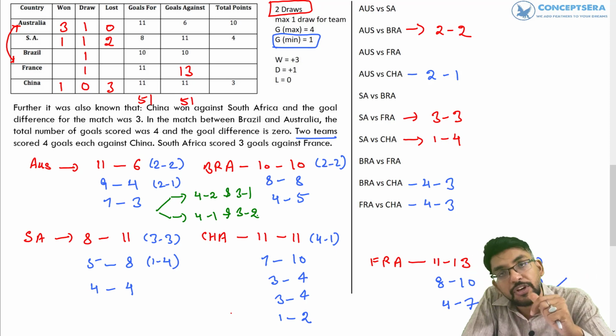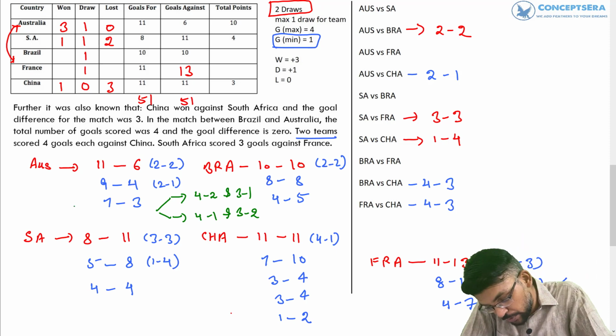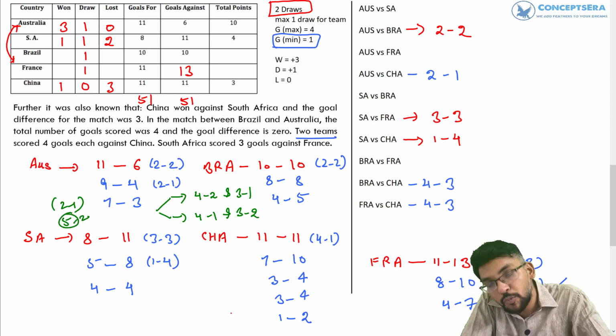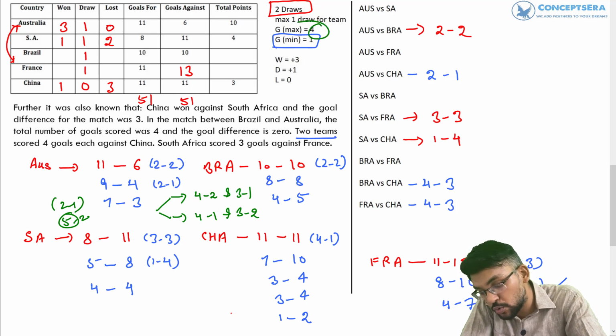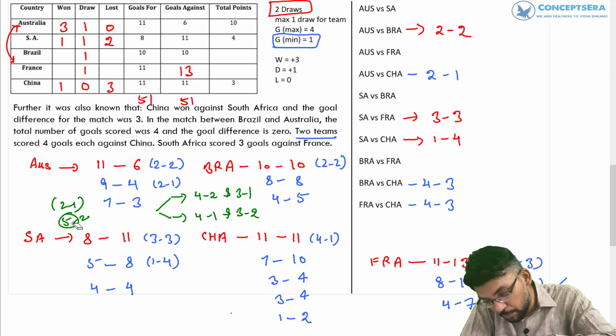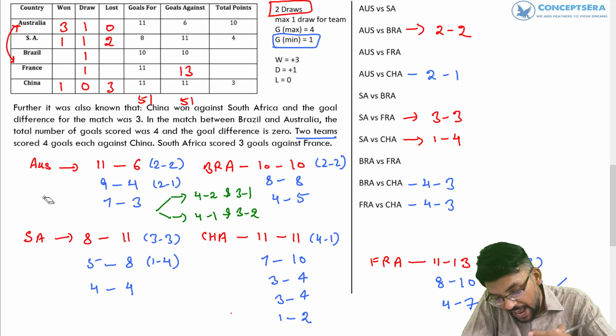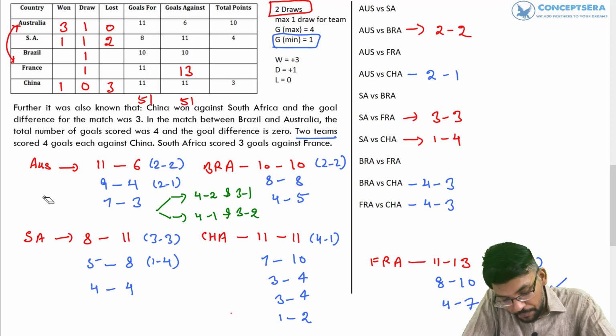Australia cannot win with 2-1, because if Australia is winning with 2-1 here, then the left out goal line will be 5-2, and 5 goals are not possible because the maximum number of goals given to us is 4. So the only possible cases for Australia are 4-2, 3-1 and 4-1, 3-2.